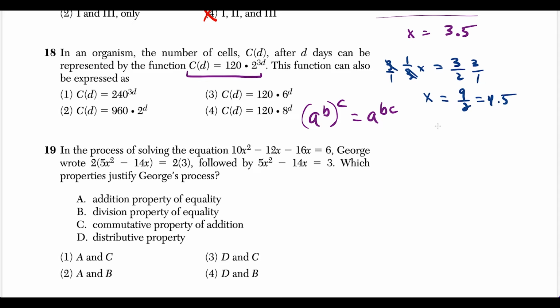So for this question here, c of d, what we could do is express this as 120 times, and I'm going to use this rule but backwards. So instead of 2 to the 3 times d, we could call this 2 to the third raised to the d power, because if we had to, we could do 3 times d is equal to 3d. But now if we simplify this, this is 120 times 2 to the third power, which is 8. So we have 120 times 8 to the d, and that's going to give us this answer choice here.